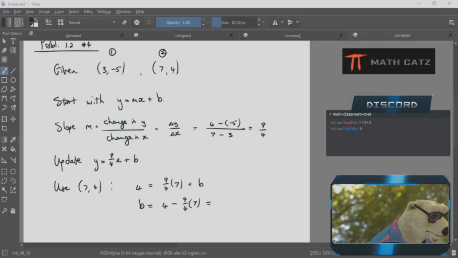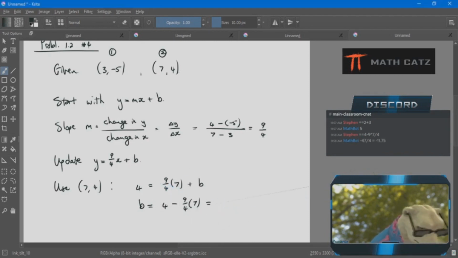So let's suppose I don't want to bother with the fractions. I don't care to keep it in fraction form. I just want to do it. You can actually do it in the chat box as well. Let's do it. 4 minus 9 over 7 times, no, 9 times 7 over 4, as the b calculation requires.